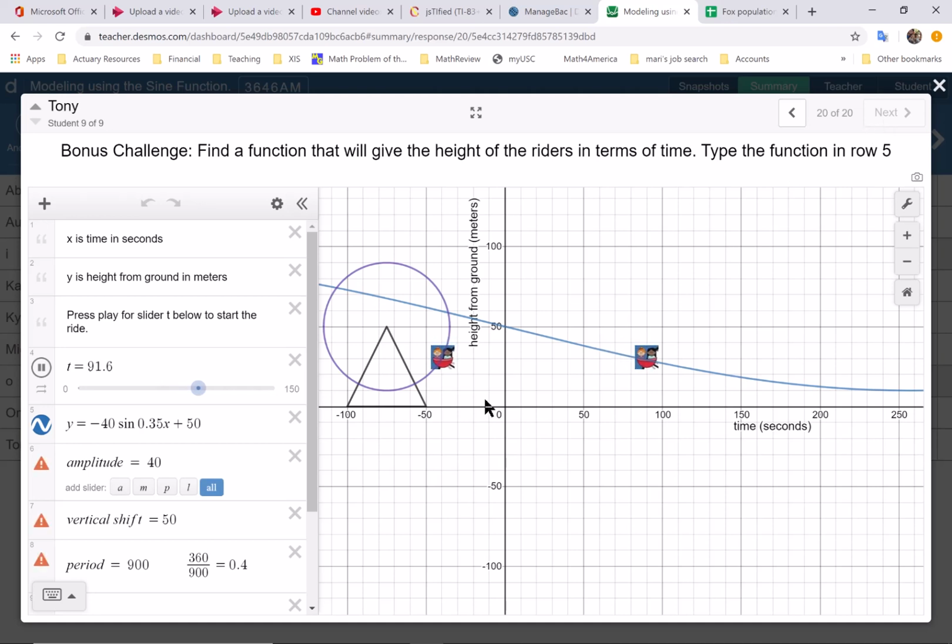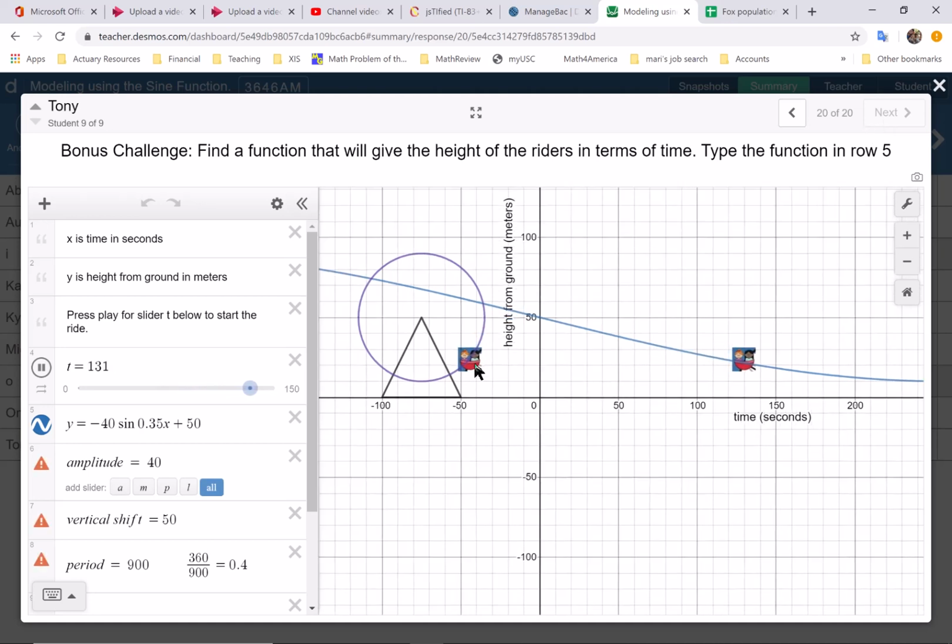And then the last one is just the Ferris wheel. Just remember, for any wheel type of problem, wherever the center of the wheel is, that's your midline, right? Because the whole thing's centered around this. Your height gets above that center and below that center. So the midline's always the y-coordinate of the center, which in this case is 50, right? So that should go here.